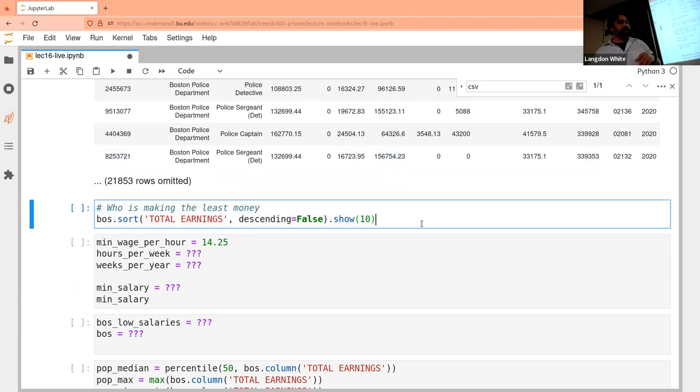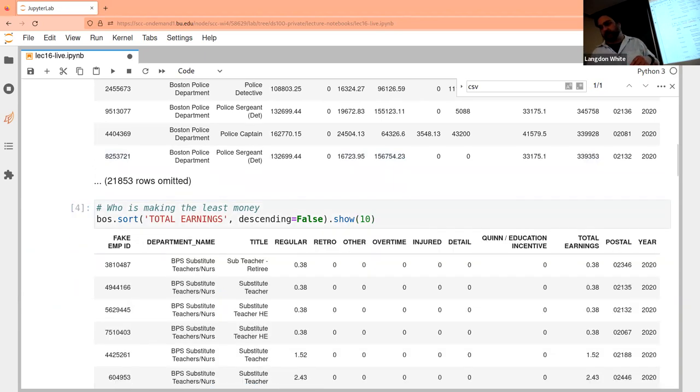Let's say we're trying to do an exercise in figuring something out. Let me open my other window now that Jupyter finally opened for me. So let's look instead at the lowest paid employees, okay? This is a little bit weird. This person, who was a substitute teacher or nurse, made 38 cents in 2020.